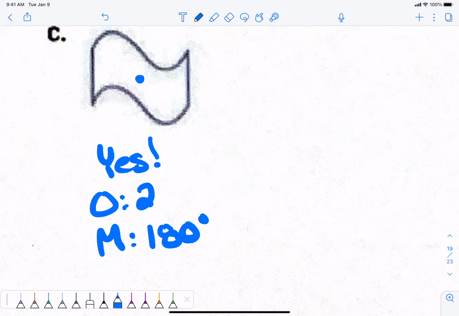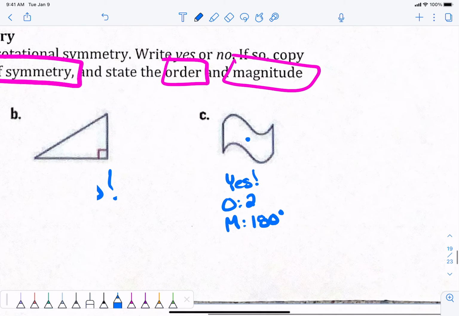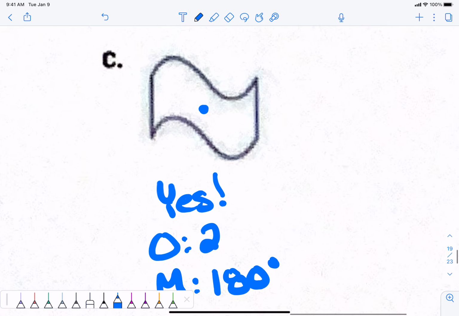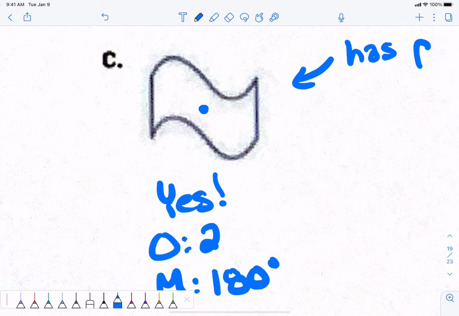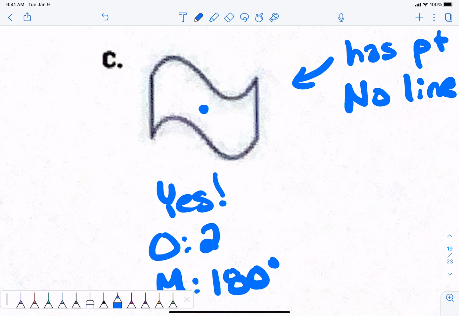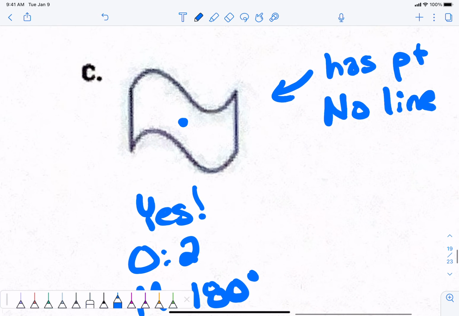Now, before you flip, Kyle and I had a discussion beforehand, before we even started the notes. He asked, if it has line symmetry, does that mean it has point symmetry? Or if it has point symmetry, does that mean it has line symmetry? Like, if it has one, does it have to have the other? It depends. So this one has point symmetry. Does it have line symmetry? No. You can't draw a line straight through here and flip it on top of itself because it's waving the wrong direction. So it has point, but it doesn't have line symmetry, right?